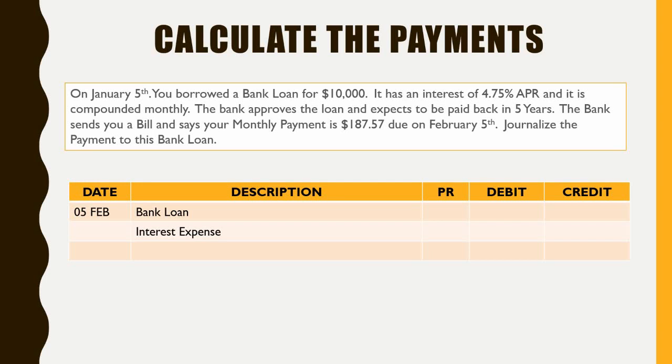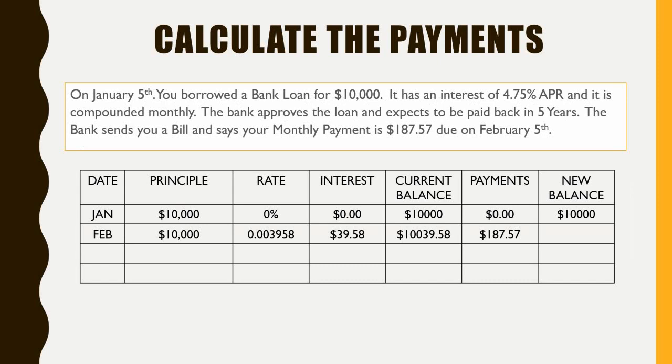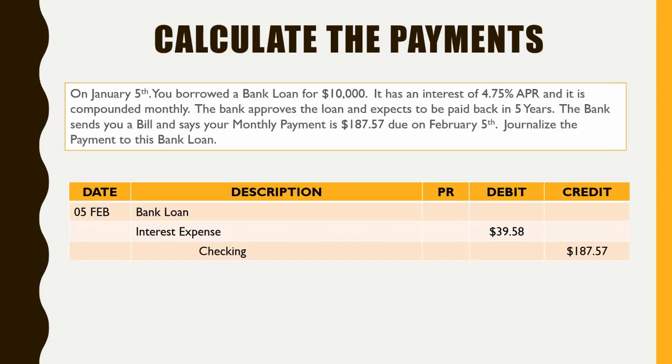But because I have to incur interest expense, and then of course I'm going to make a payment out of my checking account. So I know for a fact I'm making a payment of $187.57. If I know that I was actually charged interest of $39.58, how much is actually going to go towards my principal? Well, only $147.99 is actually going to go towards my principal.